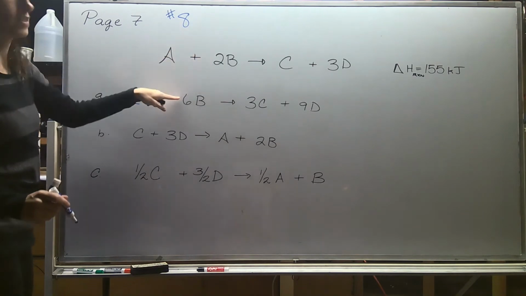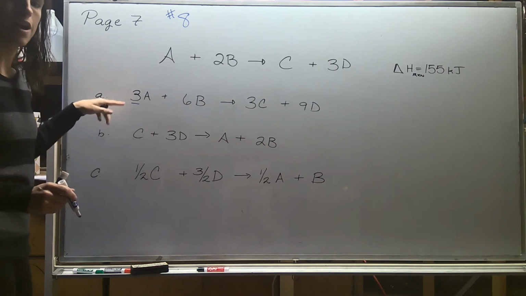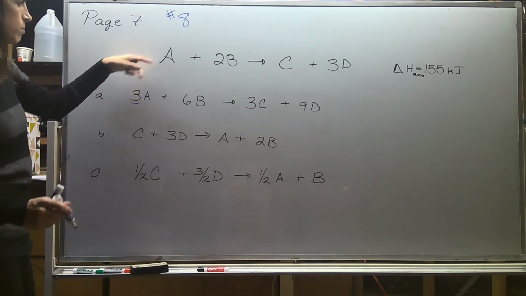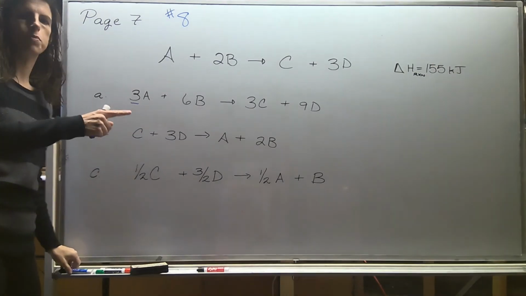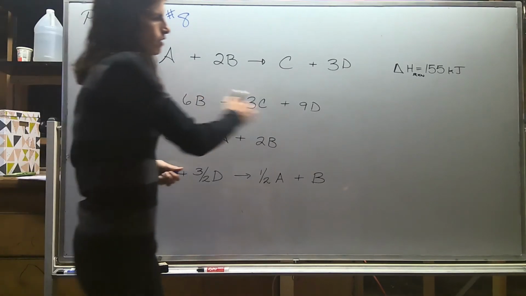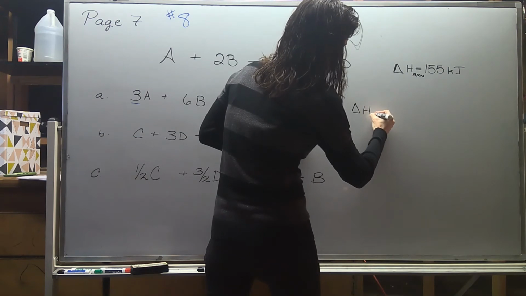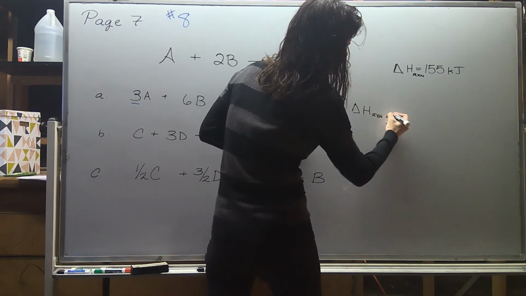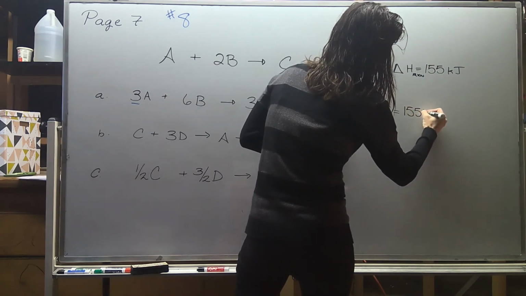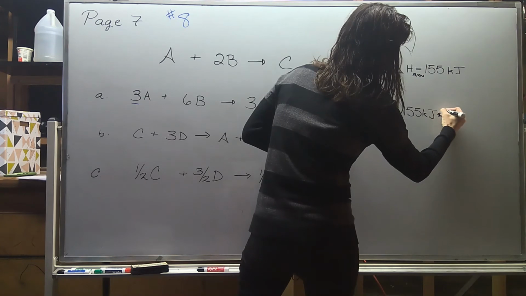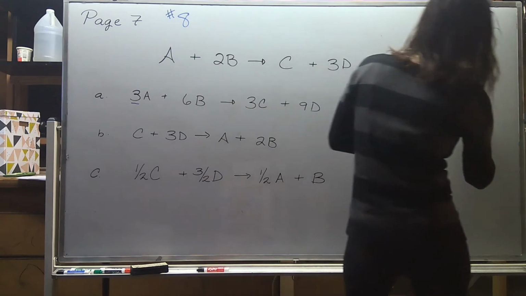The only difference that I'm noticing is that this is 3 and this is 1, and this is 2 and this is 6. So the coefficients are different. It looks like these coefficients are 3 times greater, so it's been multiplied by 3. So since the reaction has been multiplied by 3, the delta H value for this reaction also has to be multiplied by 3. So delta H for this particular reaction, I'll call it reaction A, equals 155 kilojoules times 3. So that equals 465 kilojoules.